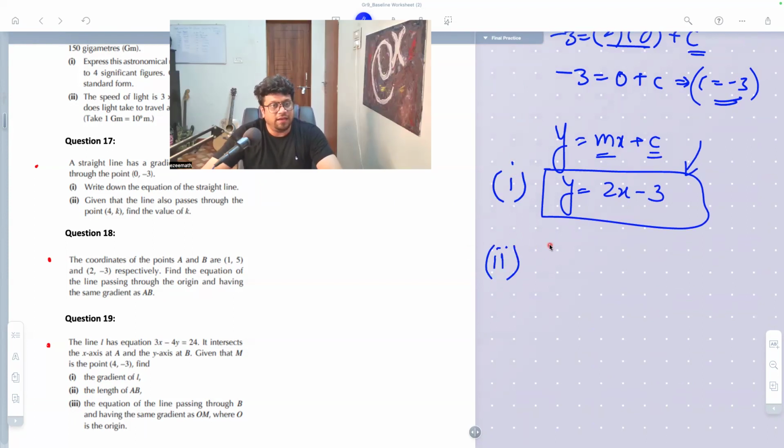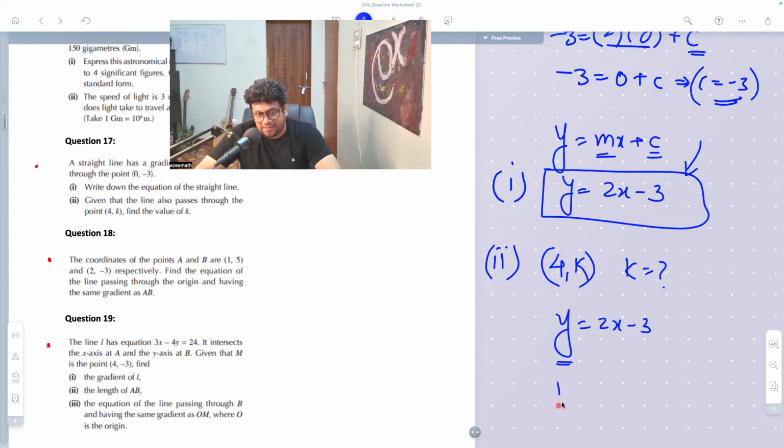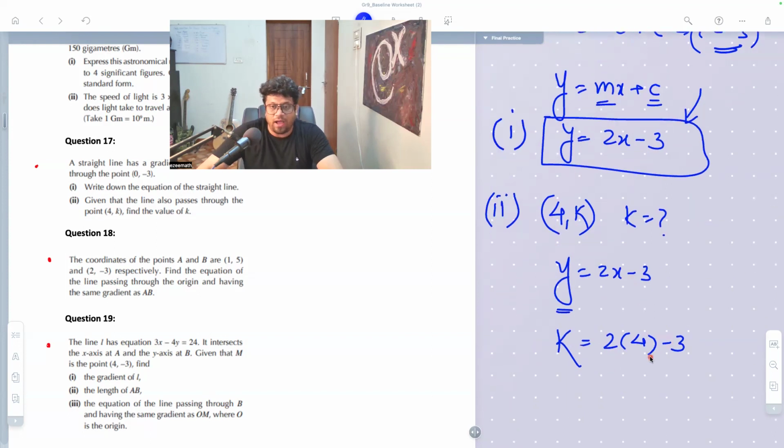They say there is a point (4, k) that the line passes through. Find the value of k. Okay. y equals 2x minus 3. k is y in this case, 2 times 4 minus 3. I substitute x equal to 4. k comes out to be 8 minus 3, a 5. There it is. k is 5.